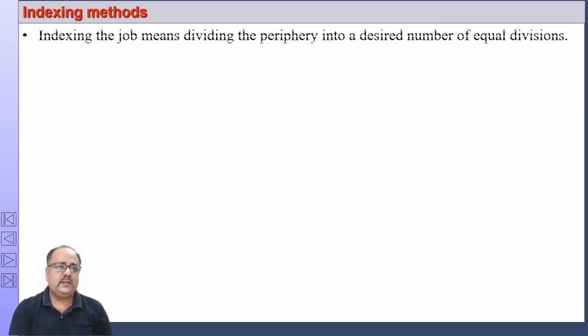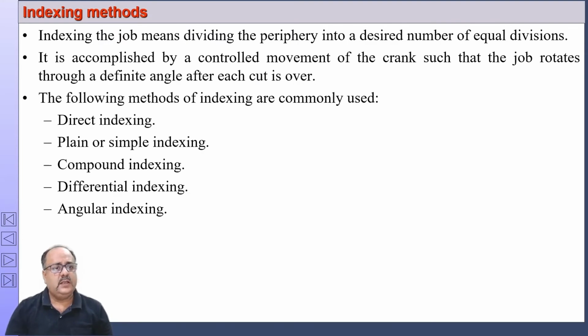What are the indexing methods? Different indexing methods are there: direct indexing, plain or simple indexing, compound indexing, differential indexing, and angular indexing. In this particular lecture, we will be discussing direct indexing, plain and simple indexing, and compound indexing. Differential indexing and angular indexing we will be discussing in the next lecture.